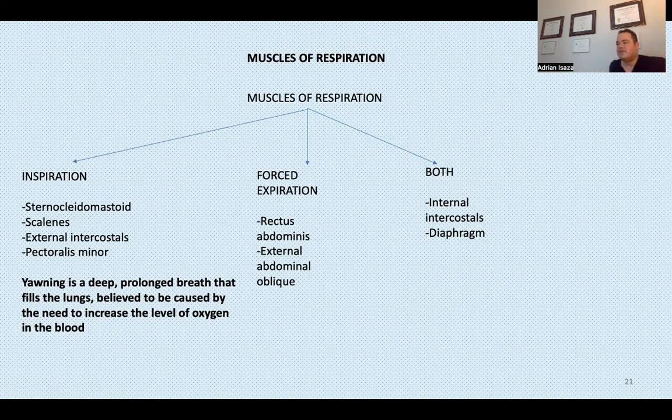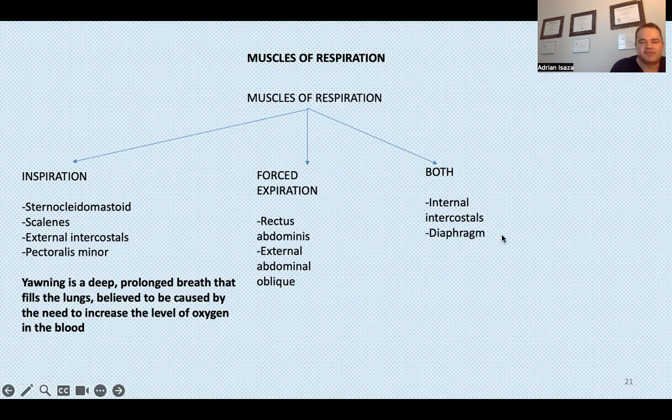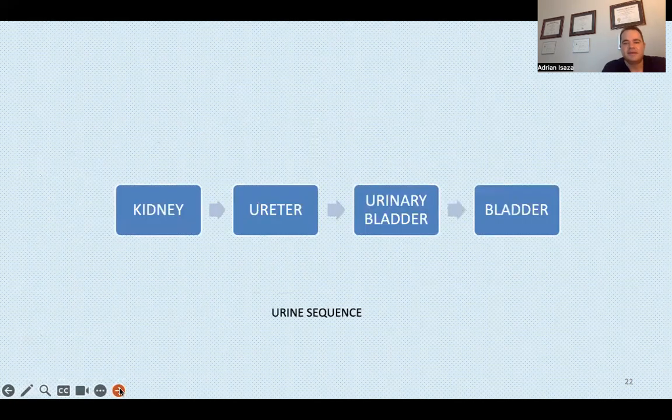The second reason is we have a negative air pressure. Air pressure is about 760 millimeters of mercury, and the lung is slightly negative prior to inhalation. Combined with the fact that the diaphragm has an involuntary component, that makes inhalation mainly a passive process. Forced exhalation, and both intercostals, are used for both inspiration and expiration. Yawning is a deep, prolonged breath that fills the lungs, believed to be caused by the need to increase the level of oxygen in the blood.